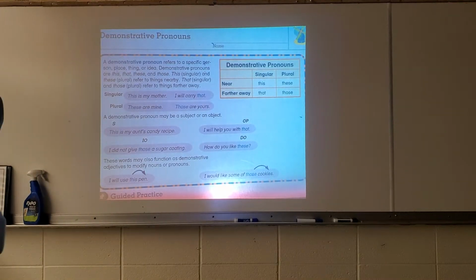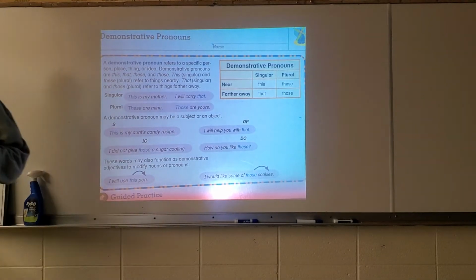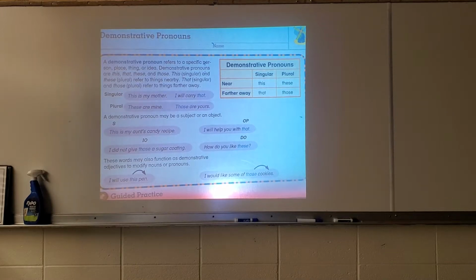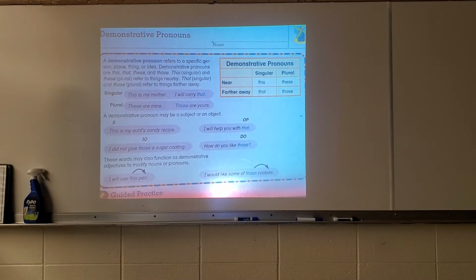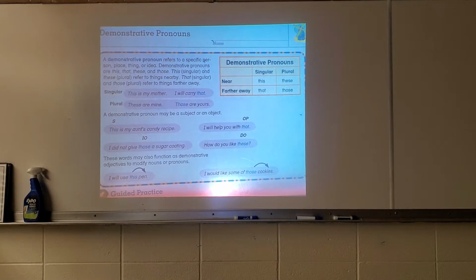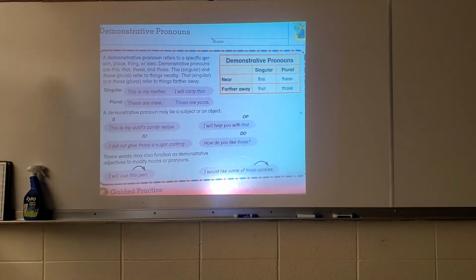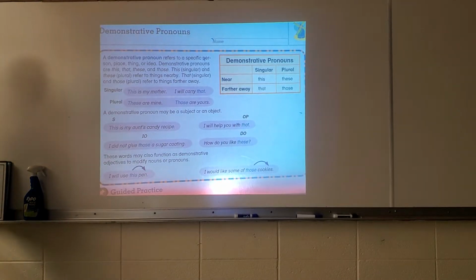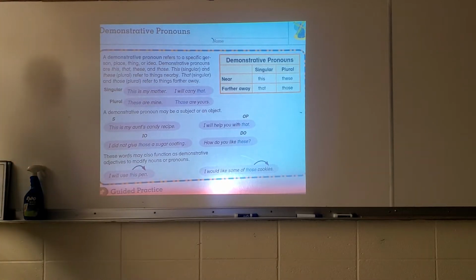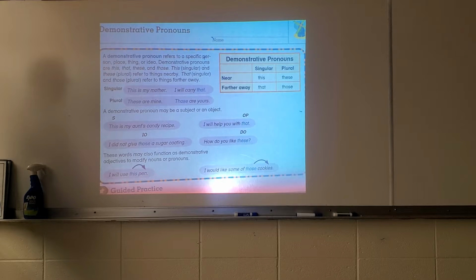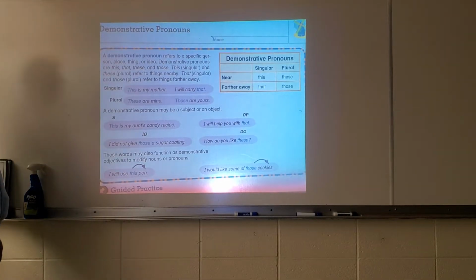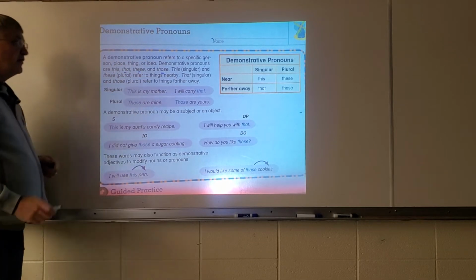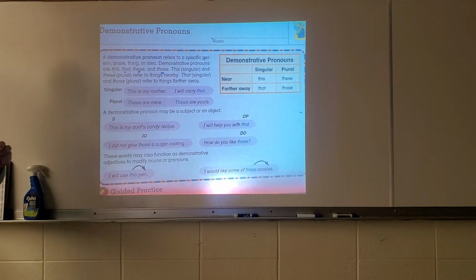If you take a look, this is page 165. I'm still back on 163, sorry about that. But 165, and what we're looking at is what we call a demonstrative pronoun. A demonstrative pronoun refers to a specific person, place, thing, or idea. The demonstrative pronouns are this, that, these, and those. This is singular and these is plural.